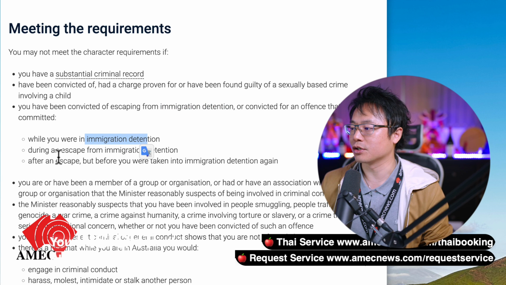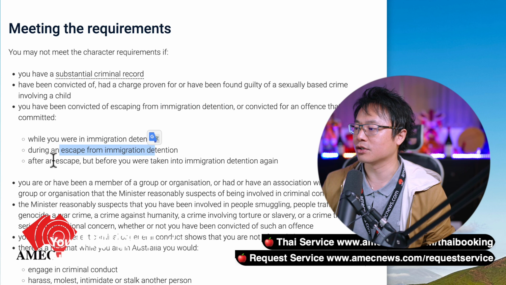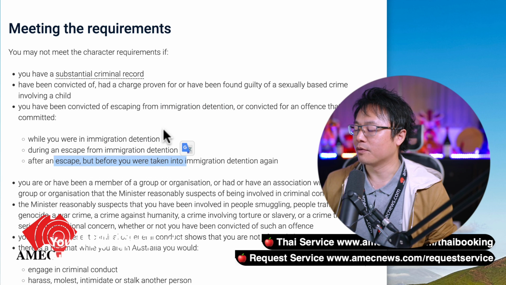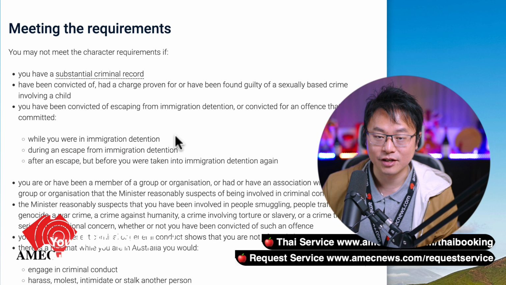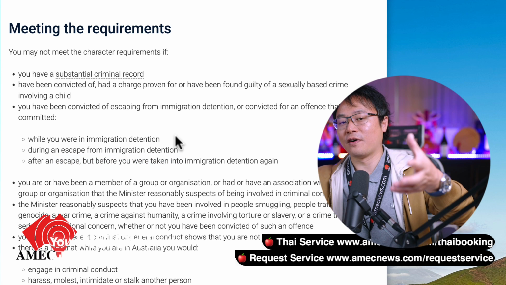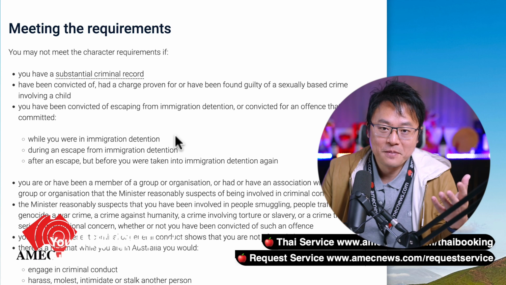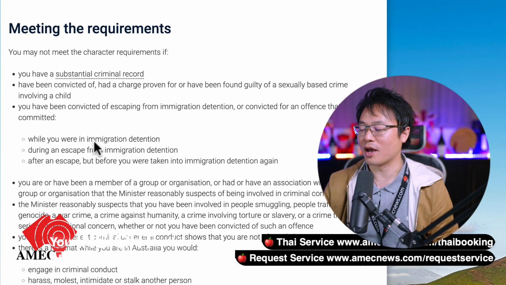So while in detention, during escaping immigration detention, after escape but before you were taken to immigration detention again, that means you escape and you find a lawyer and file another application. Usually they won't get you anywhere.